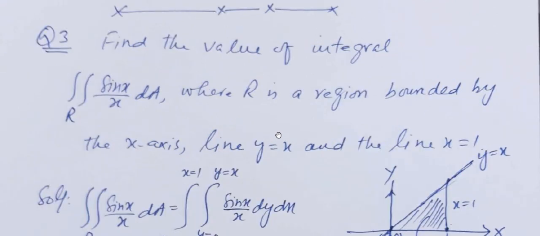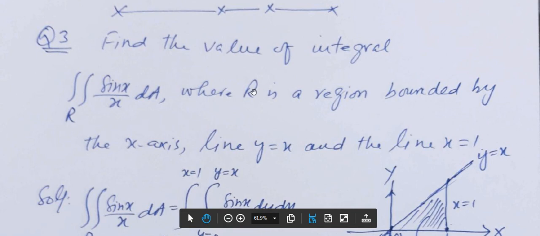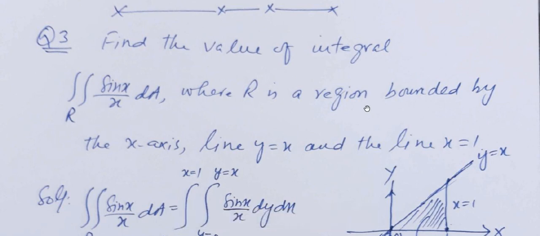Now we will solve the first example, question number 3 from this sheet. Find the value of the double integral over R of sin x over x dA, where R is the region bounded by the x-axis, the line y is equal to x, and the line x is equal to 1. Now this question is very interesting. The previous questions were straightforward, because they were rectangular regions and the limit of x was from a to b and the limit of y was from c to d.